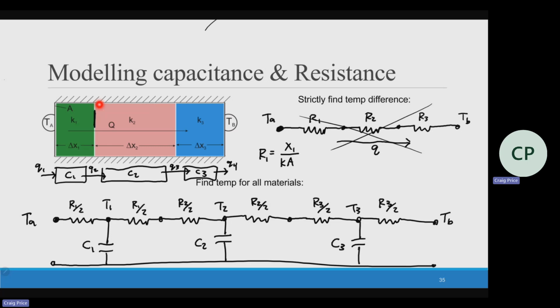What temperatures are we looking for? They're at the middle of them. So this would be my Q1, this would be Q2, this is Q3 and Q4. So to get a nice average temperature for each material, you want to break it into 2.